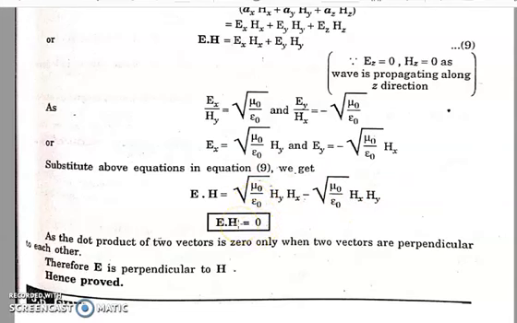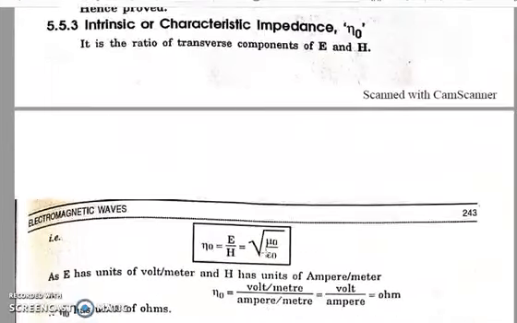And what is the meaning of the dot product equal to 0? That means both these vectors E and H are perpendicular to each other, as the dot product of two vectors is 0 only when the two vectors are perpendicular to each other. Hence E is perpendicular to H vector. Hence proved.